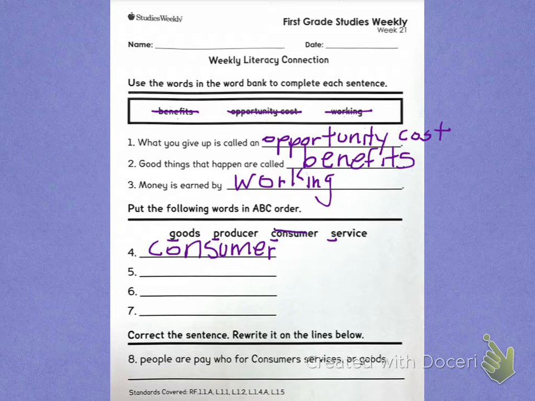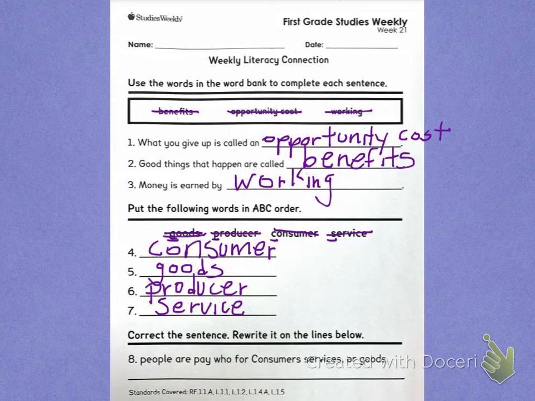Alright, so now we did consumer. So I can keep on going. So C, D, E, F, G, we said G for goods, so let's write goods. I can cross that one out. So A, B, C, D, E, F, G, H, I, J, K, L, M, N, O, P. P for producers. I can write producers. And a producer is someone that actually makes or grows the good. And the last one has to be service. Remember, service is like the work or the duty that someone does for another person.